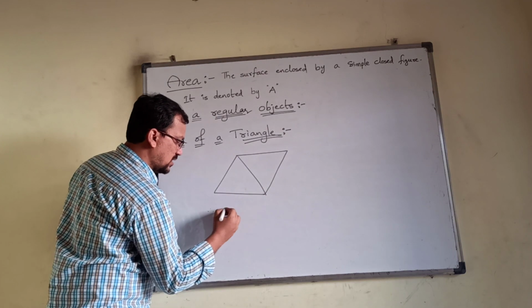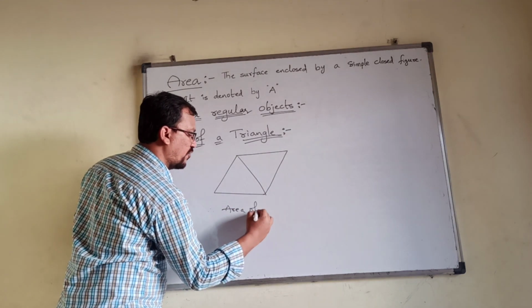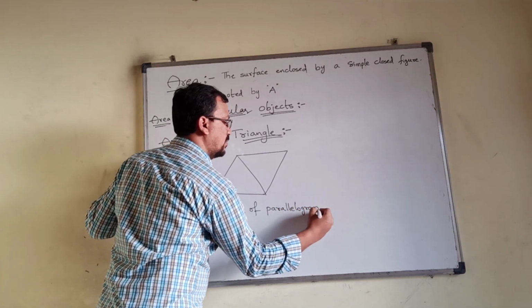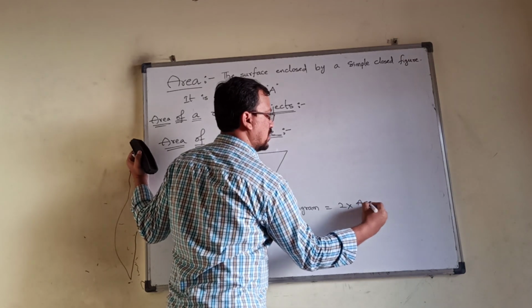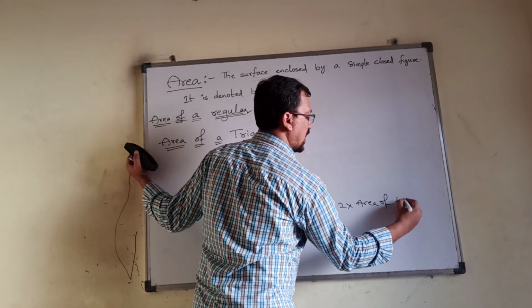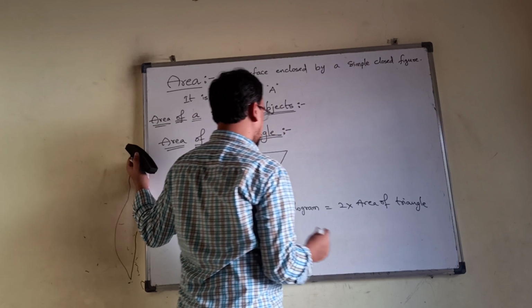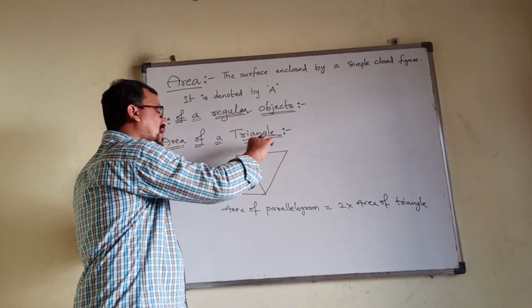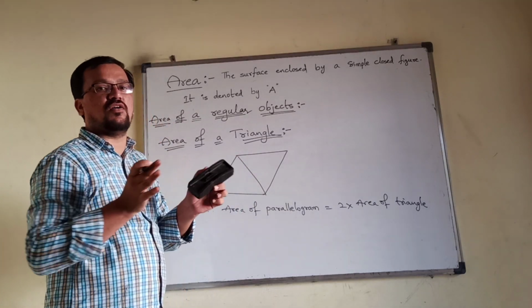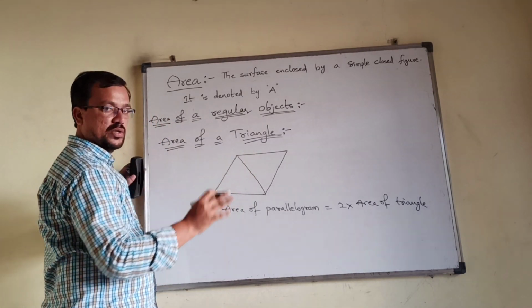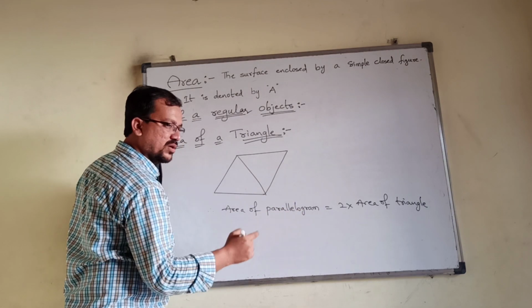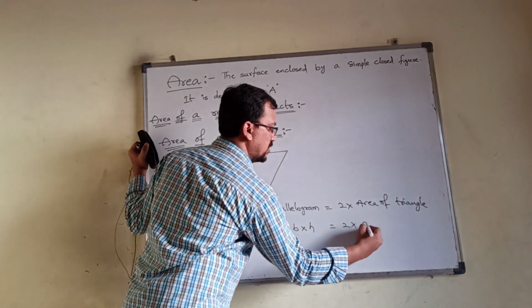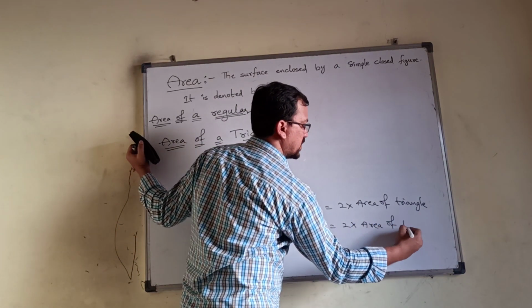So I can take that area of the parallelogram as 2 into area of triangle, because these two triangles are the same, because the diagonal divides a parallelogram into two equal halves. So both are equal. We know the area of the parallelogram we just found, that is base into height, and this will be 2 into area of triangle.